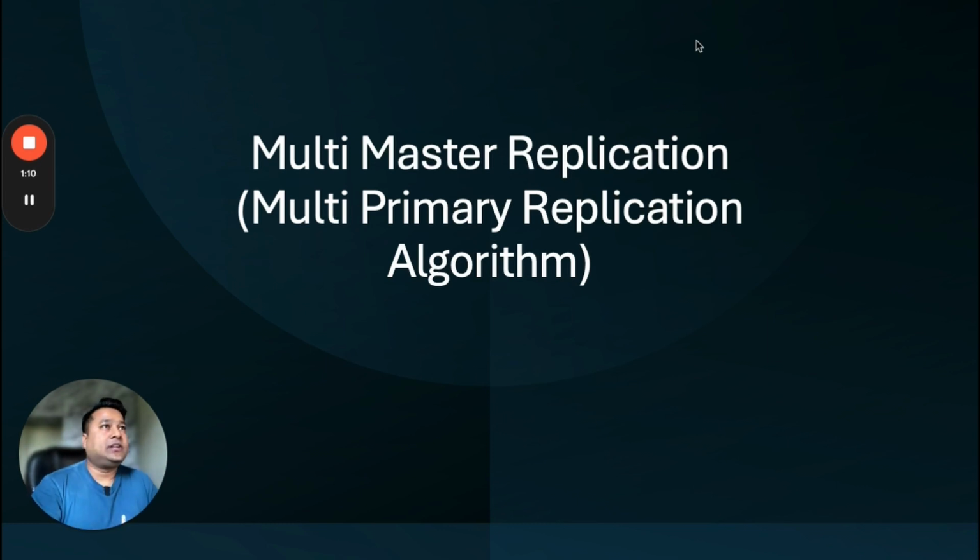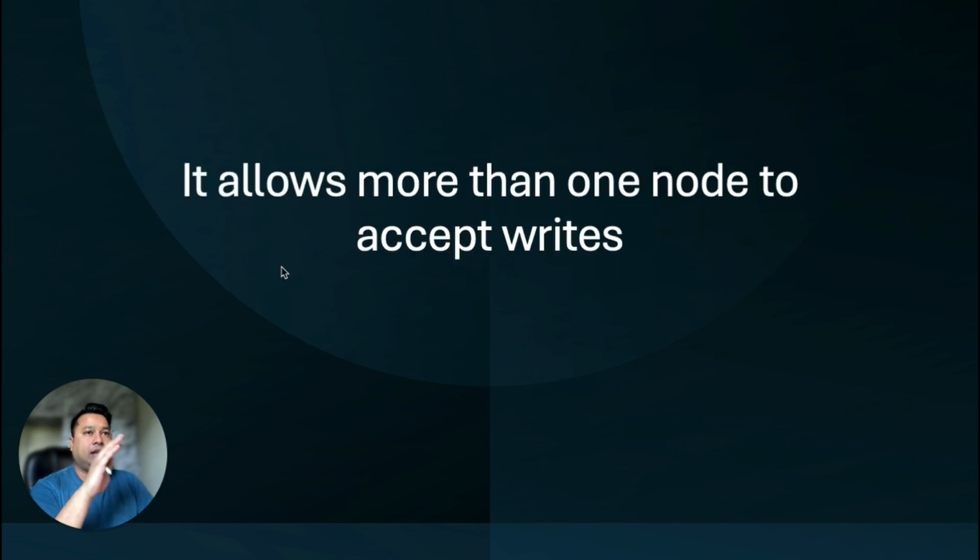So we had the leader and we had the followers. In multi-master replication, we have the same scenario. The only difference is it allows more than one node to accept writes. So let's do a comparison quickly. In single master replication, we only had one node, one leader, and in multi-master replication we can have multiple masters that can accept writes.